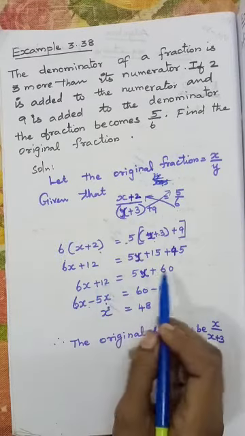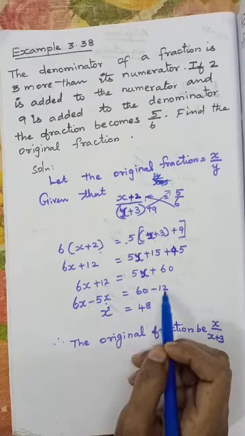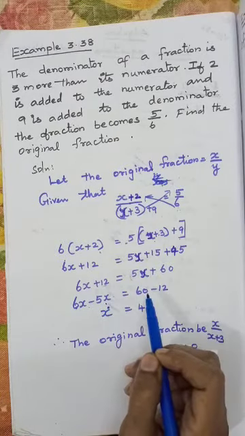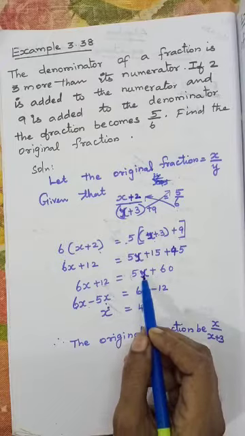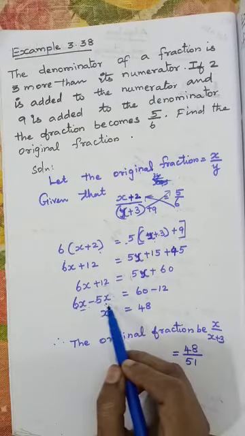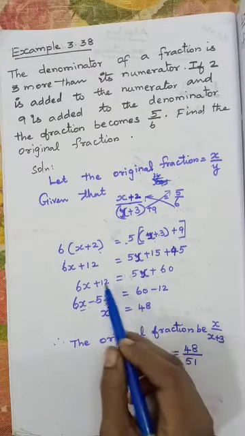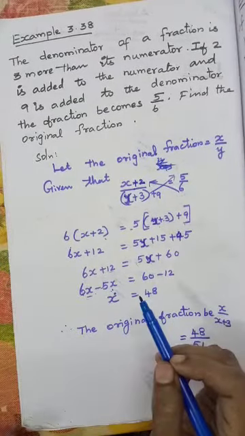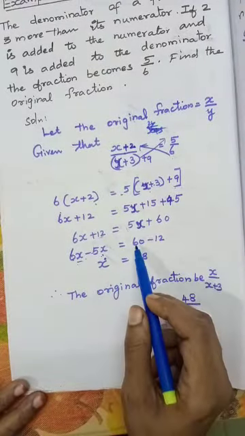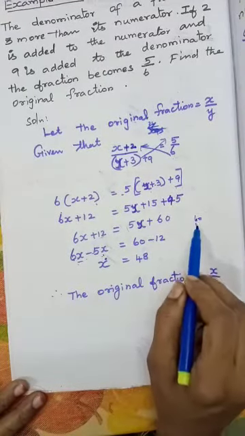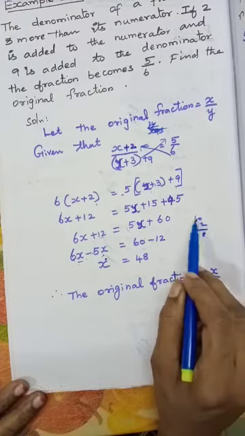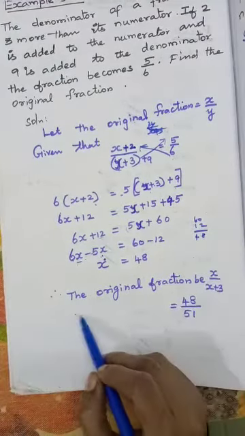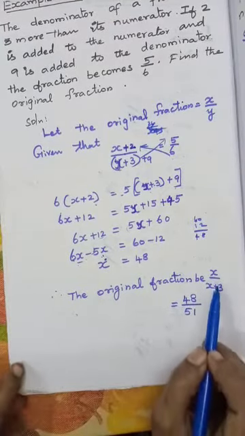Okay. So 6x plus 12. You bring this plus 12 this side, means it will come minus 12. So you bring the 5x this side. Variables one side and constants one side. 6x minus 5x is equal to 60 minus 12. So 6x minus 5x is 1x. So x is equal to 60 minus 12, that is 48. Okay.